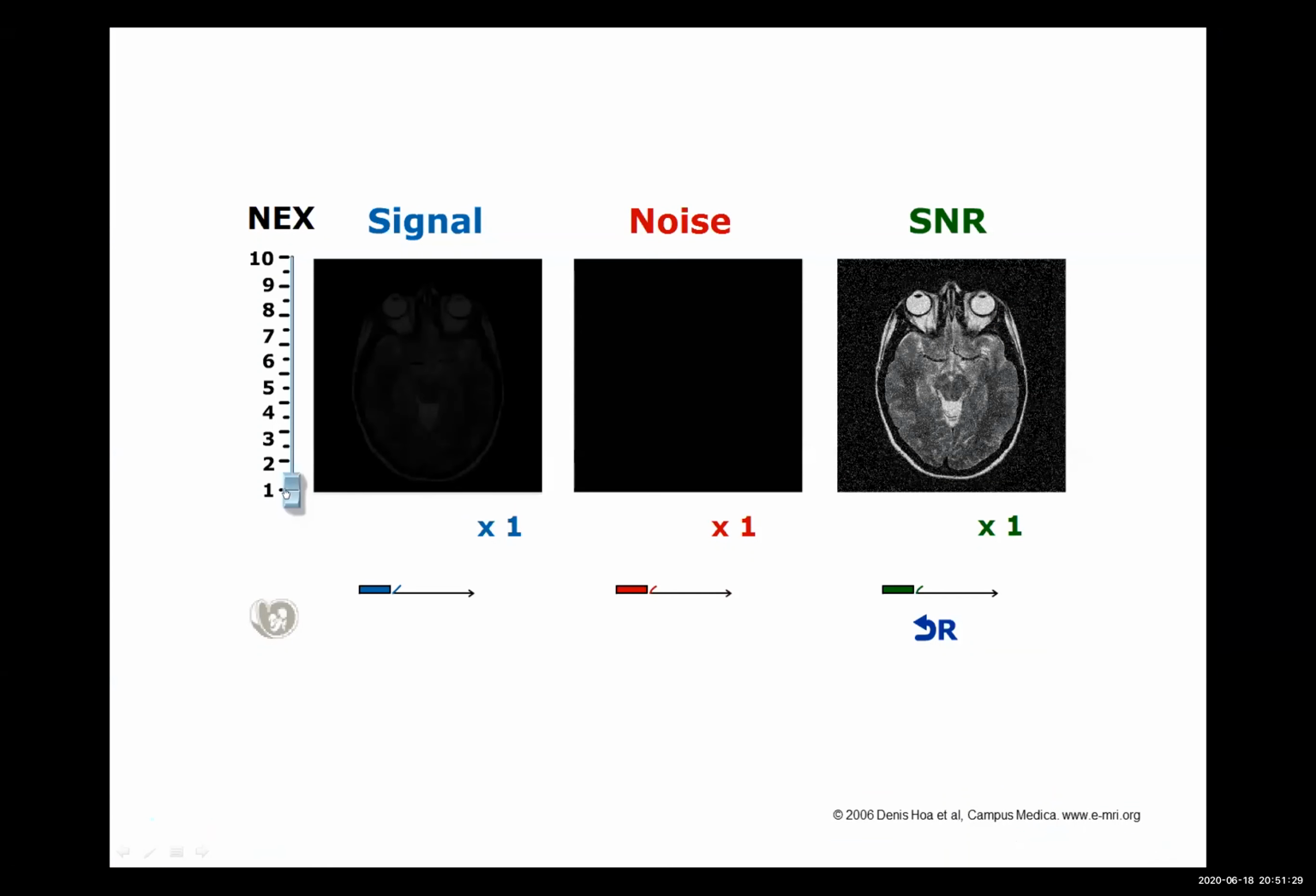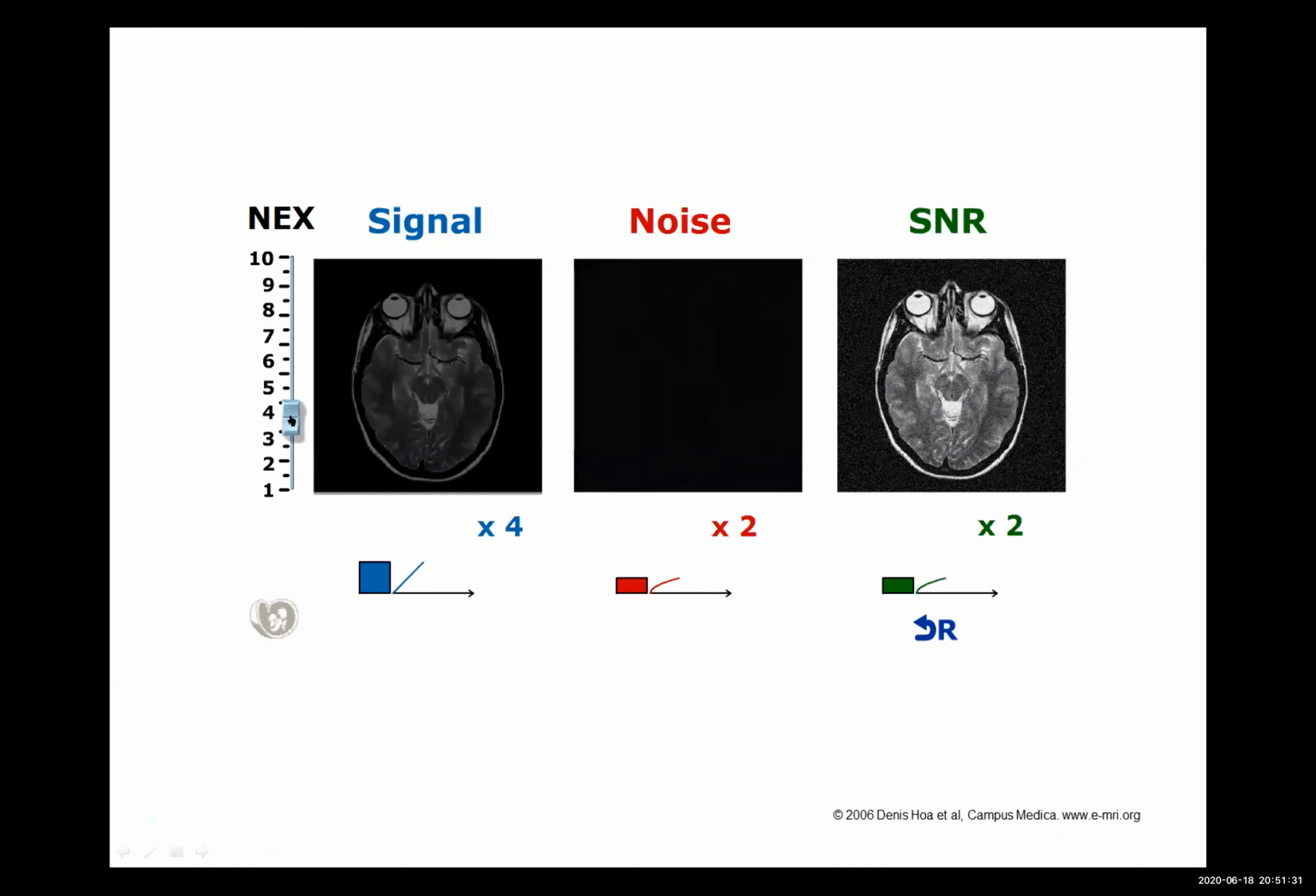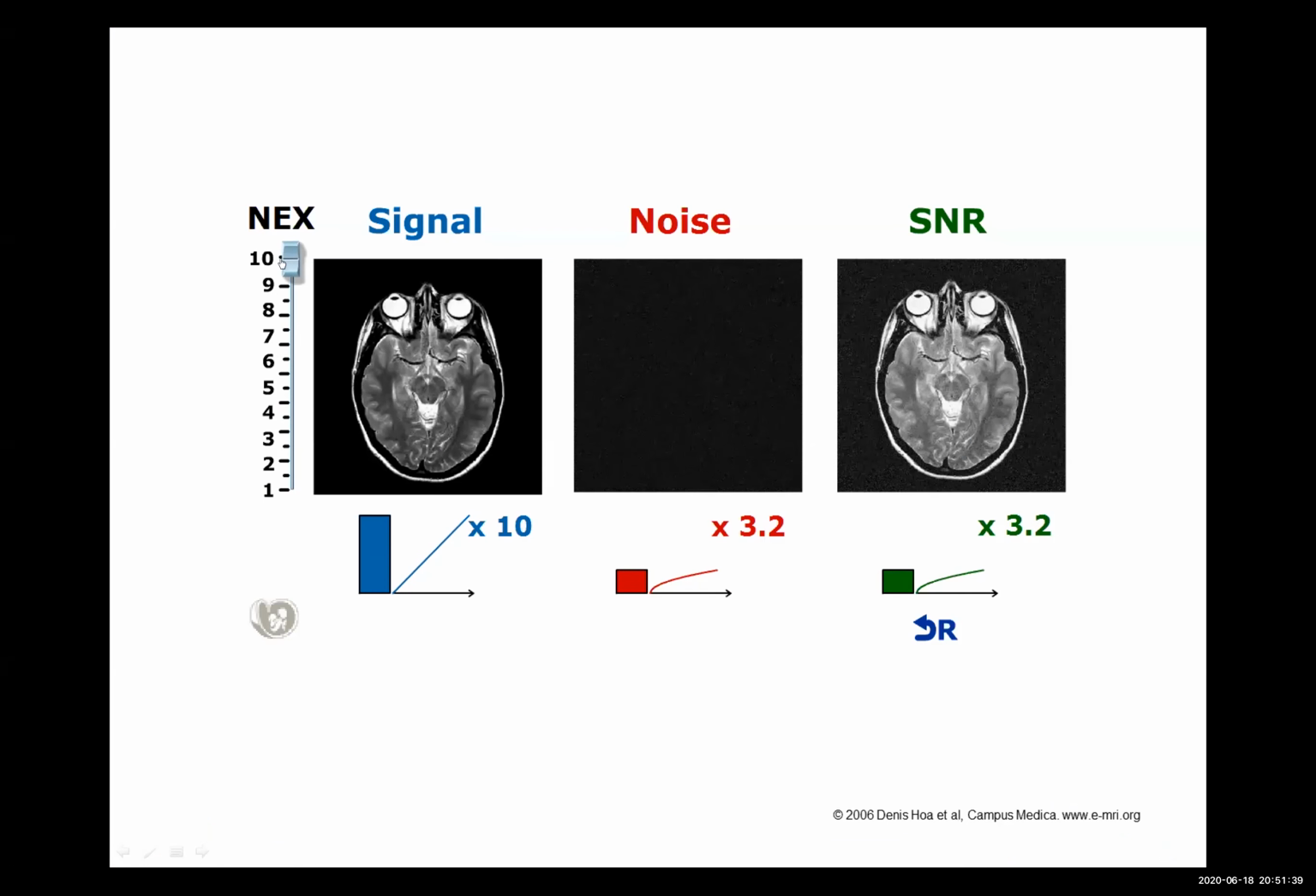So in this case, if I take 4 averages, I will only be improving my signal to noise ratio by 2. And if I take 10 averages, I will improve my signal to noise ratio by only 3.2. So 10 averages means multiplying your scan time by 10. So let's say you have a 4 minute sequence with 1 average; if you take 10 averages, you multiply 4 by 10, which means 40 minutes for a single series, and this is not acceptable.